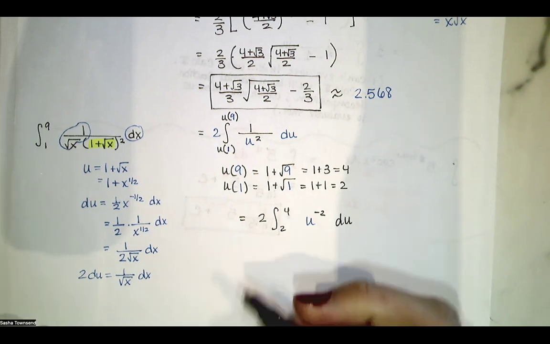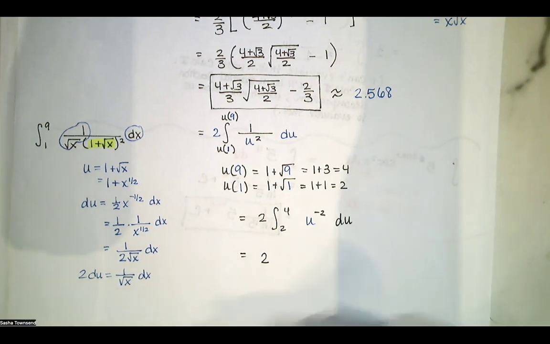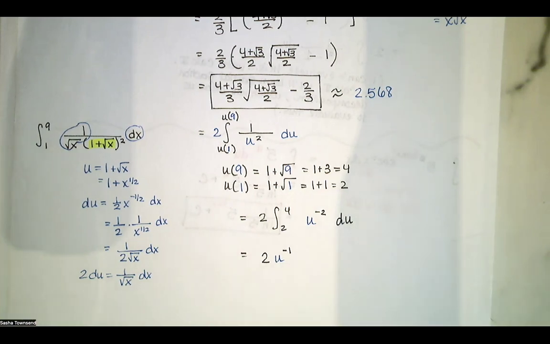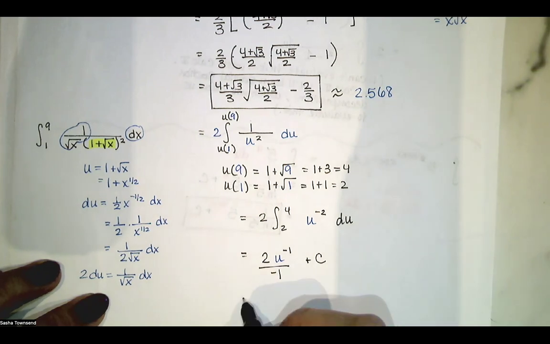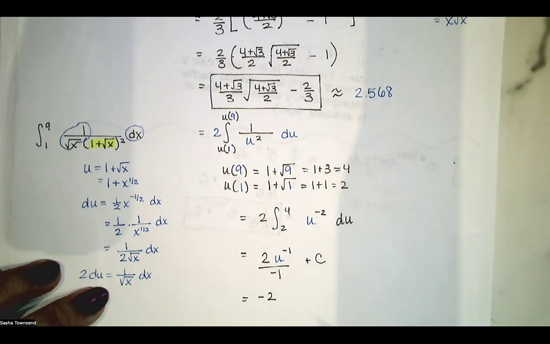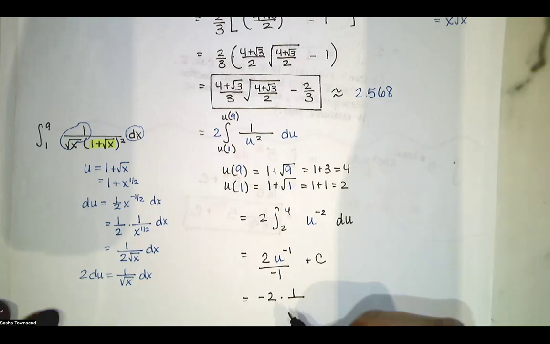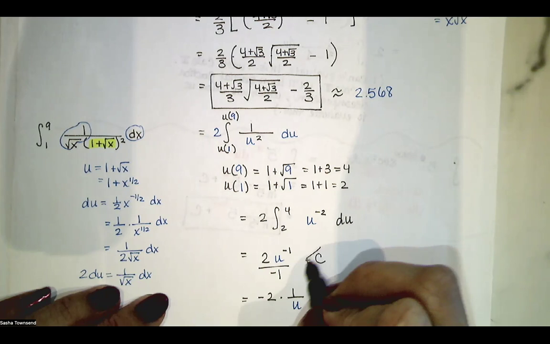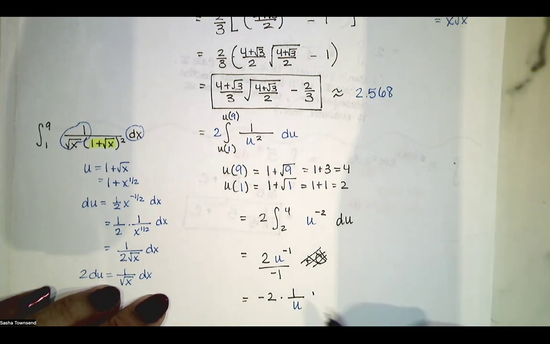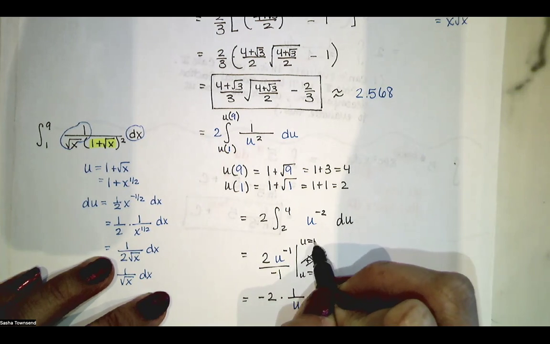Yes, I certainly do. So we bring the 2 down, we add 1 to the exponent. Negative 2 plus 1 is negative 1. And then we divide by the new exponent, and then we add c. This becomes negative 2 times u to the negative 1, which is just 1 divided by u, right? And then we add c. Oh, shoot, we don't add c. We're going to evaluate this from u equals 2 to u equals 4.